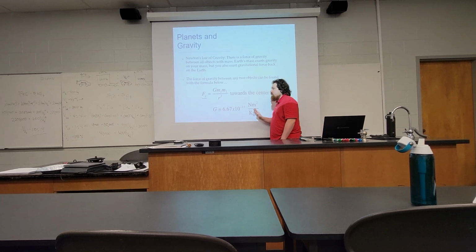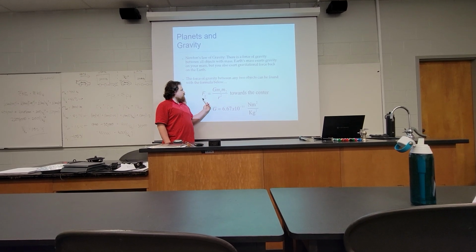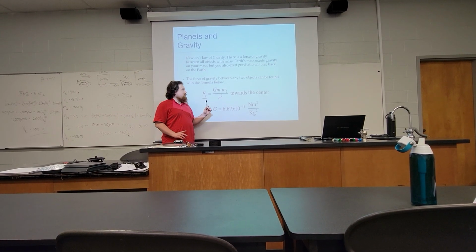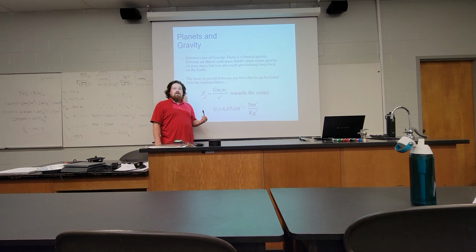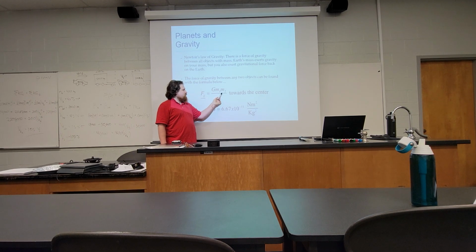It's just a number needed to make the formula work. So, the force of gravity between any two objects depends on the masses of the two objects multiplied together. This is why the mass of something determines how much gravity it creates. Because the more mass something has, the bigger the number that goes here, the bigger the number you get out on the other side.